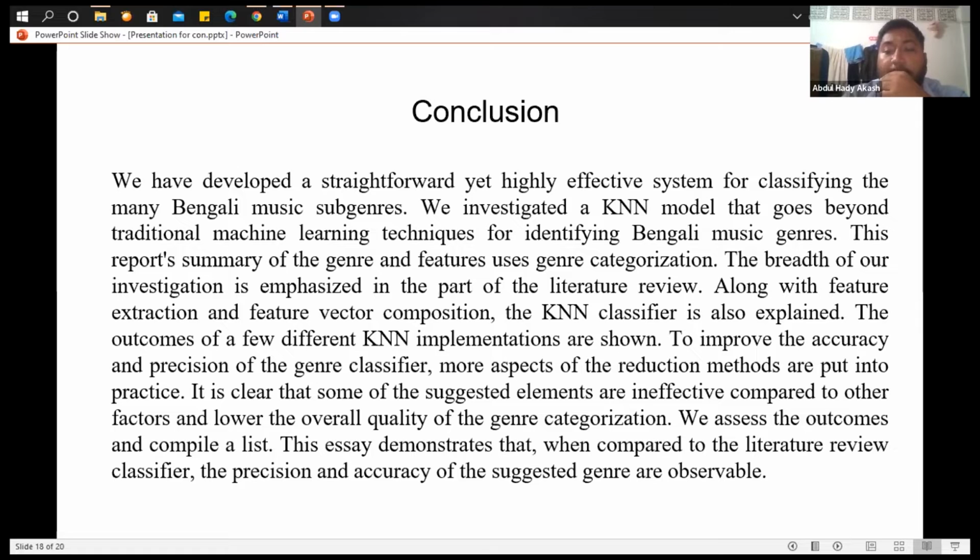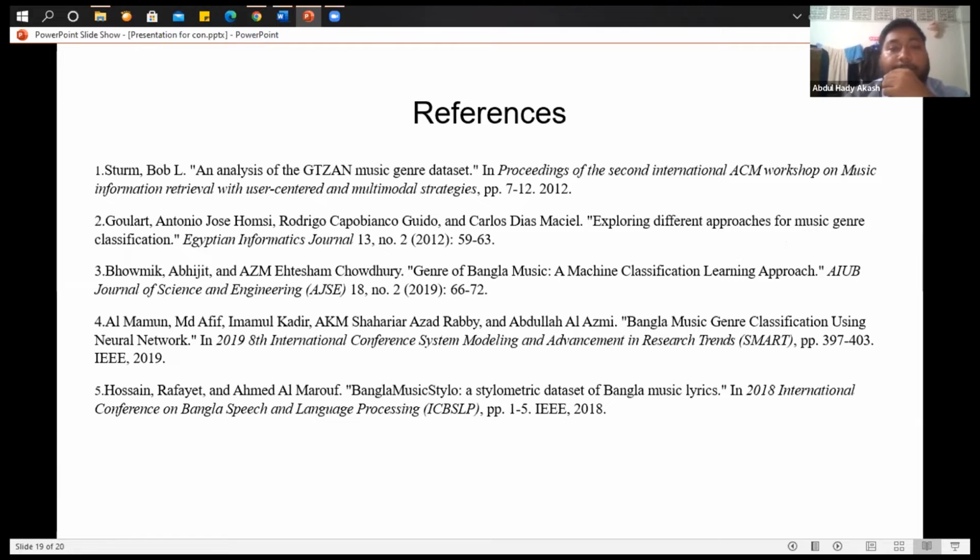We assessed the outcome and compiled a list. This essay demonstrated that, compared to the literature review classification, the precision and accuracy of the struggling genres are observably improved. Those are our references that we found from the internet. Thank you.